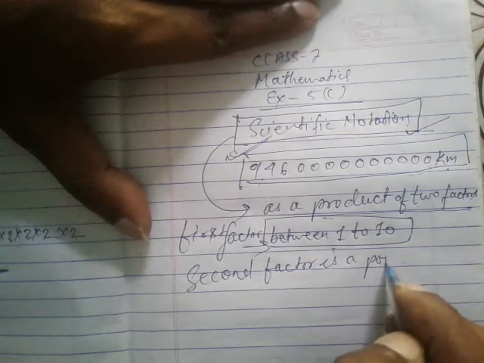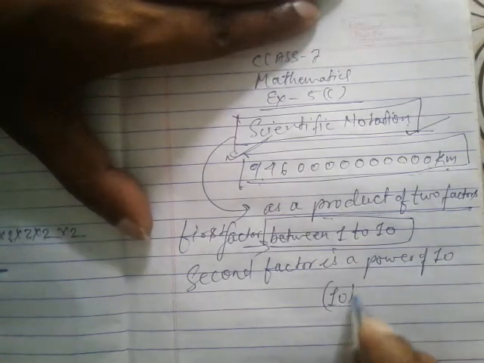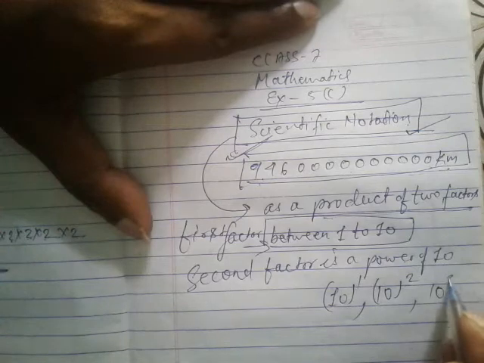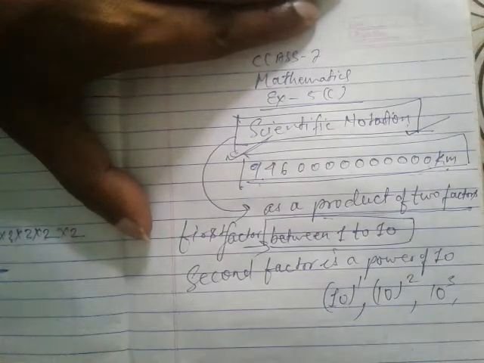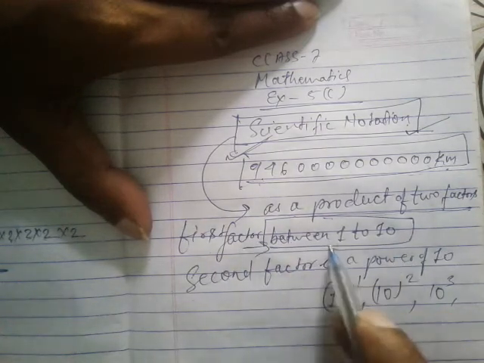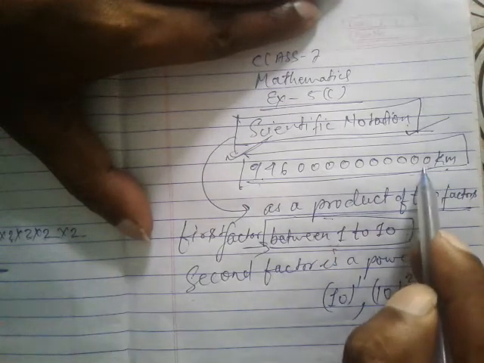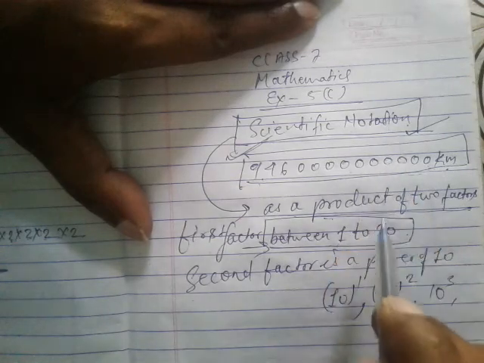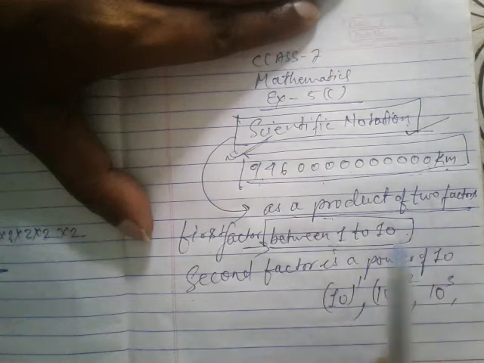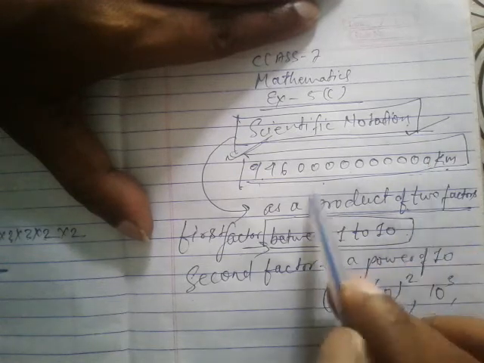The second factor is a power of 10, such as 10 raised to the power 1, or 10 raised to the power 2, or 10 raised to the power 3 and so on. The first factor represents any number between 1 and 10, any digit. For example, if you want to represent this number in scientific notation, how can we write it as a product of two factors? First of all, count how many digits are present in this number.